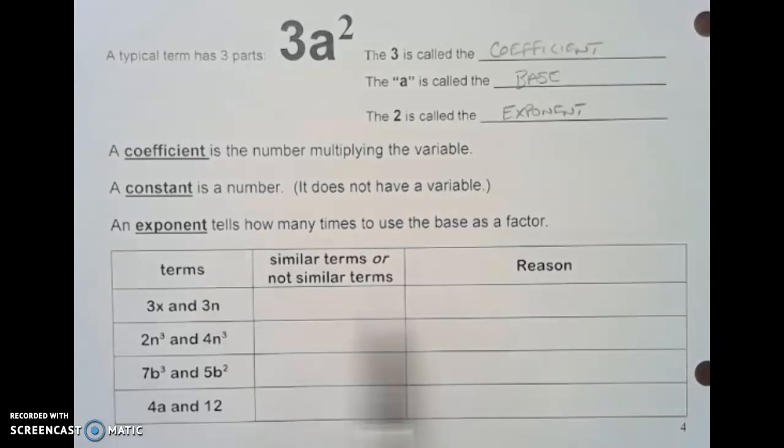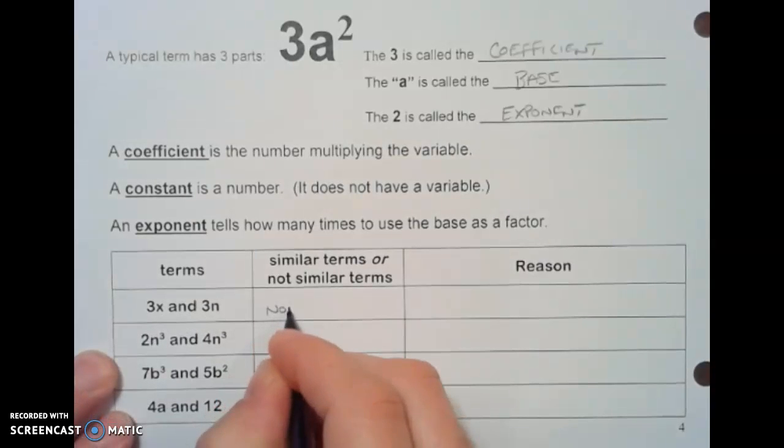So in our box at the bottom here, we're going to identify these terms as either similar terms or not similar terms. And remember, we said earlier, for terms to be similar, they need the same variable and the same exponent. So looking at 3x and 3n, these would be not similar.